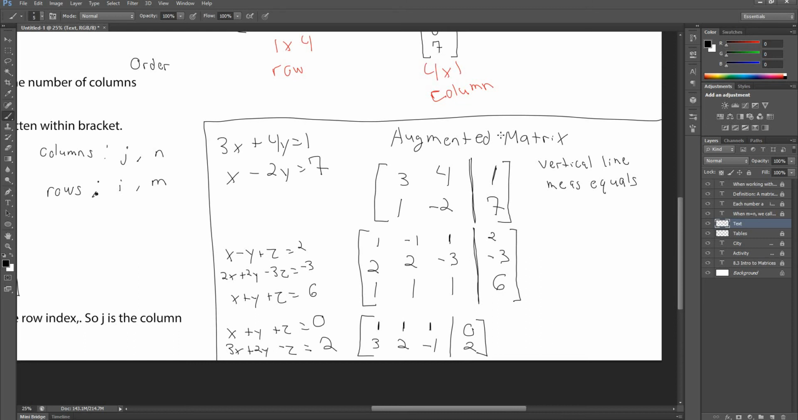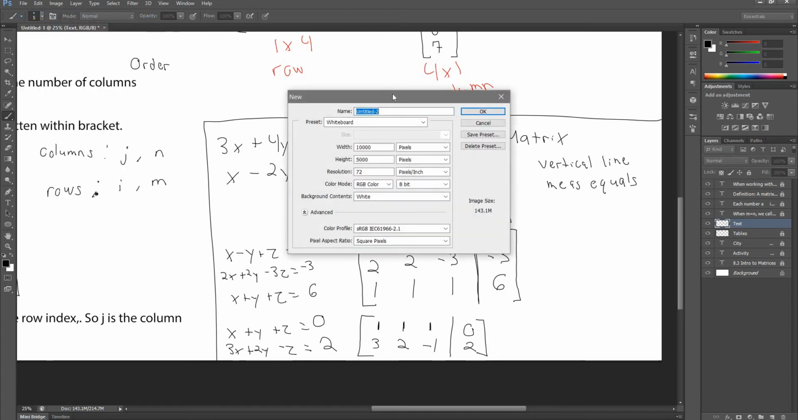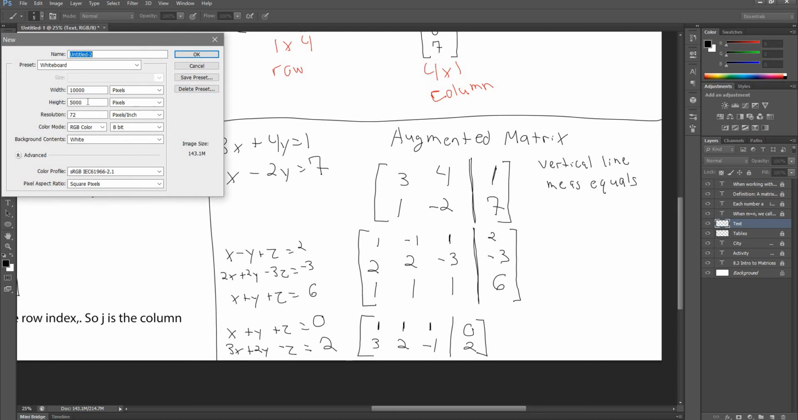I'm going to actually let this sit here for a moment while I go make a new page. So this is video, I think this is video 12, page 2.